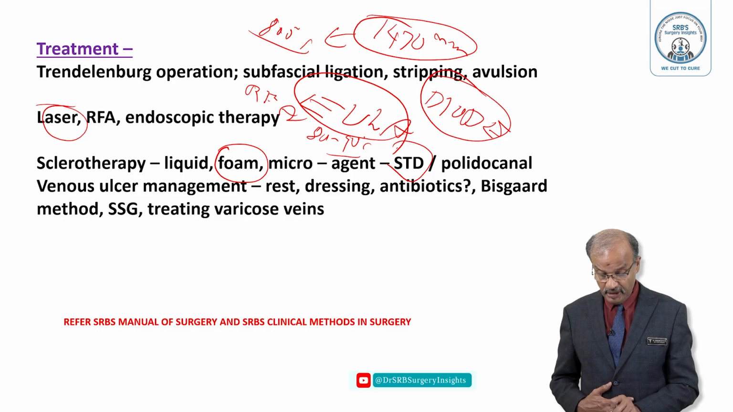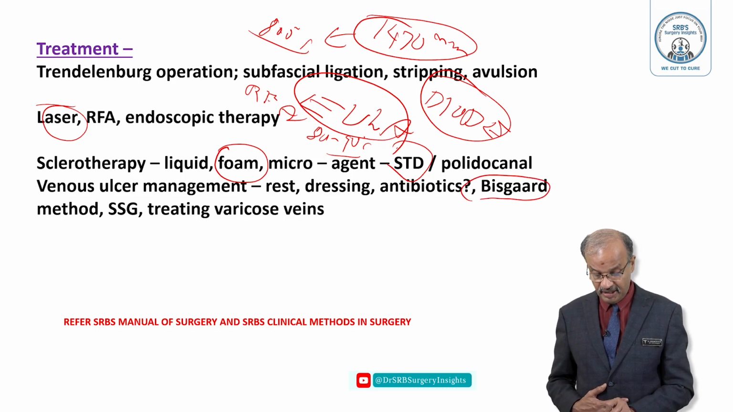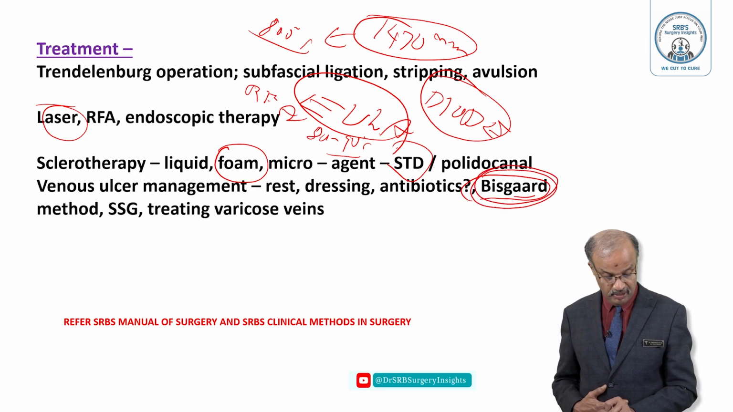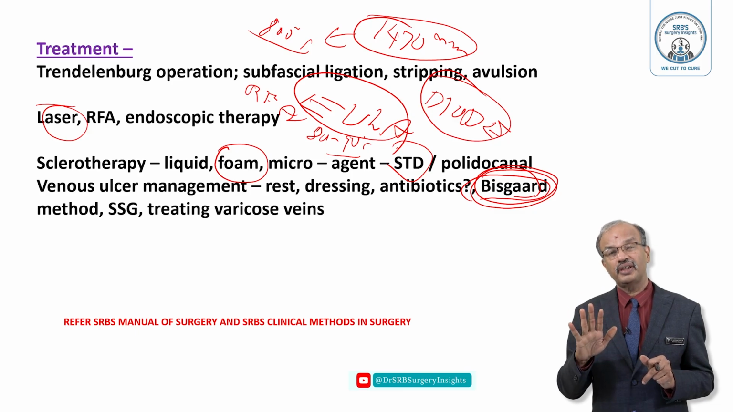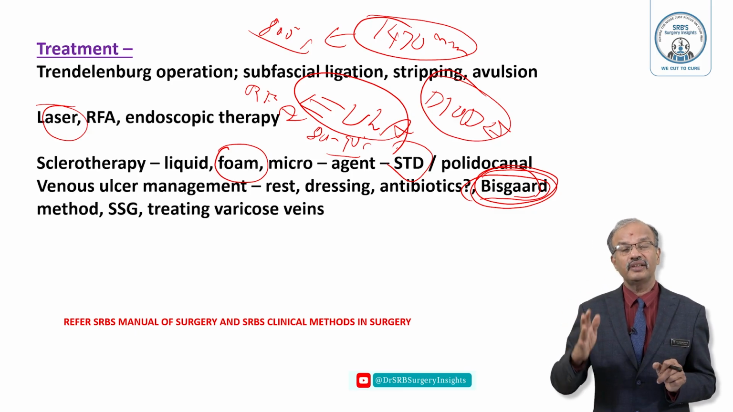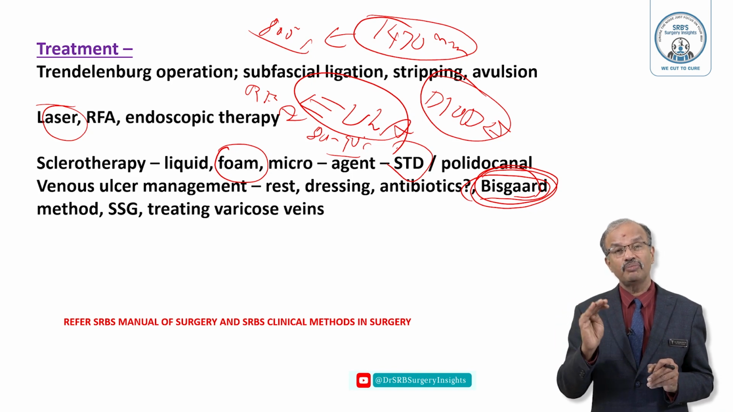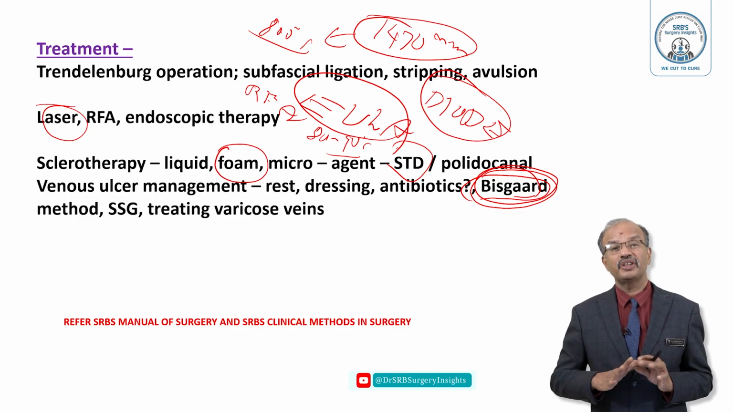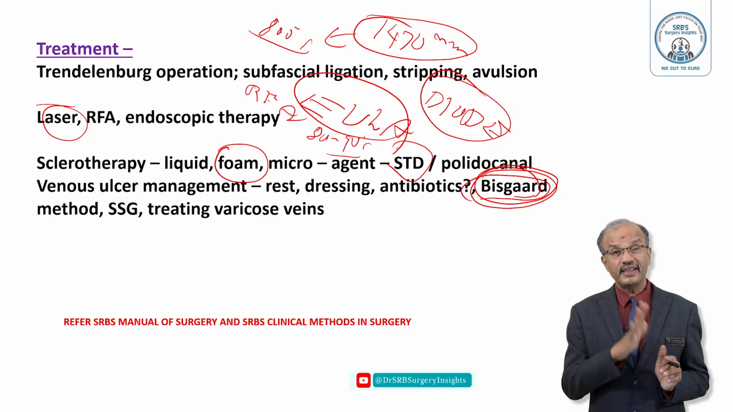And ulcer treatment, venous ulcer treatment, Bisgaard method. Look at the spelling, BISGAARD. Elevation, passive exercise, active exercise. Other than that, for venous ulcer, clean the dressing, put the limb in elevation, first send discharge for culture. If there is infection, start antibiotic. Then, of course, massaging and compression bandage. Until the ulcer granulates well, then you can put a graft. Along with that, treat the cause, of course.